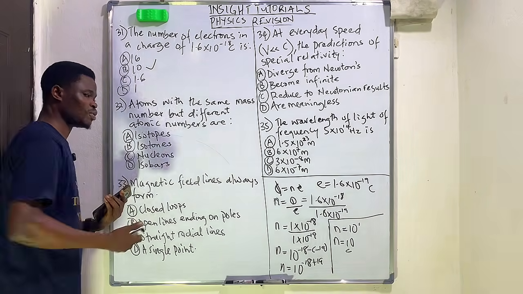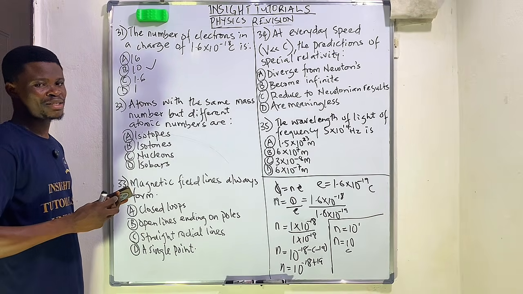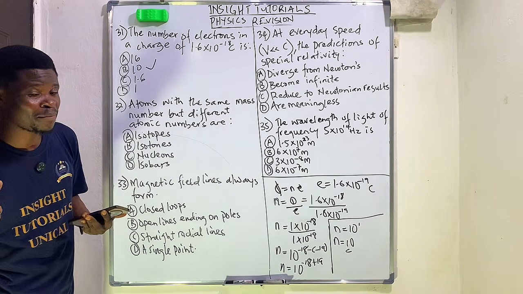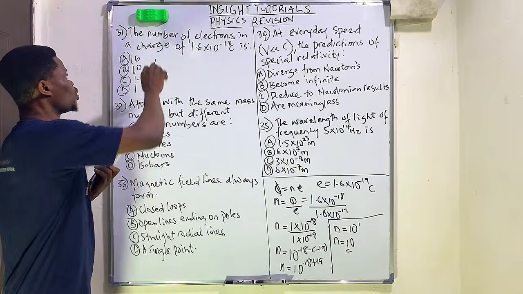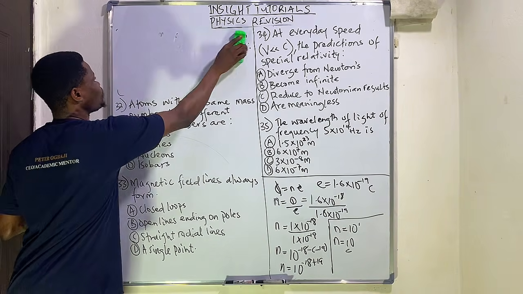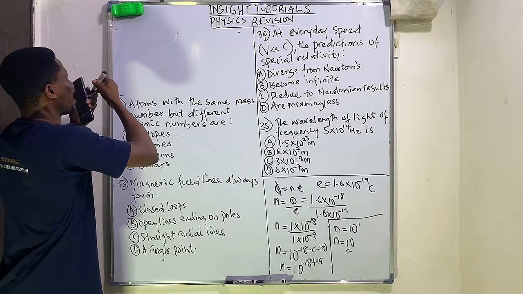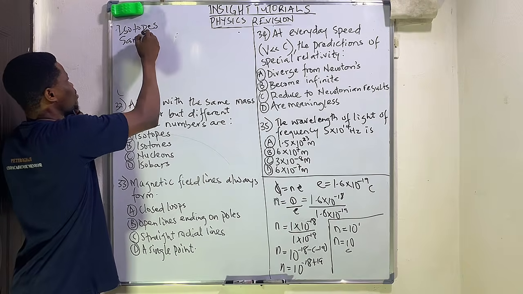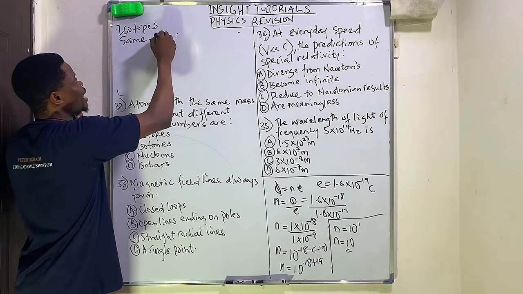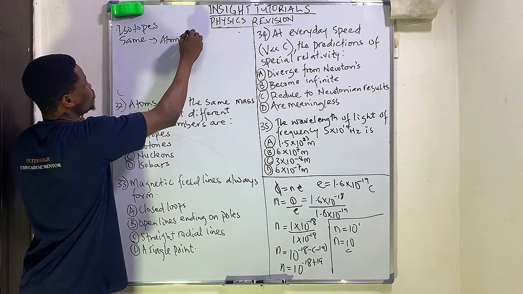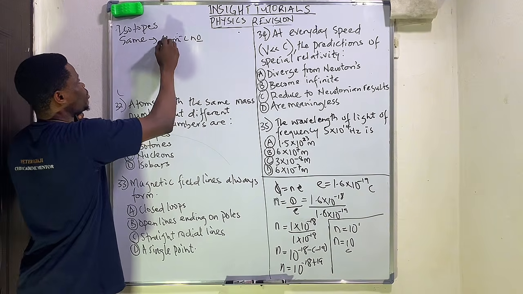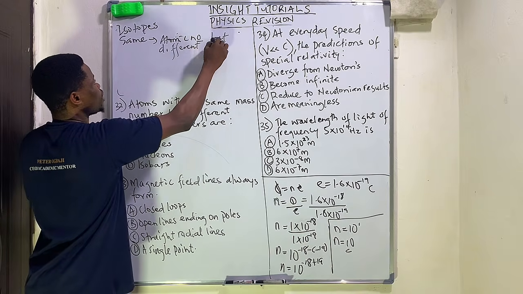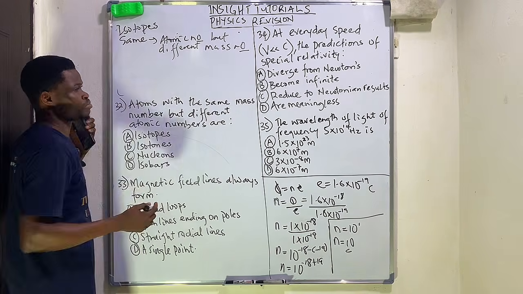We all know that isotopes are simply elements of the same atom having the same atomic number but different mass number. So this is a keyword. For isotopes, sameness, same what? Atomic number. But there's what? A different mass number. Same atomic number.